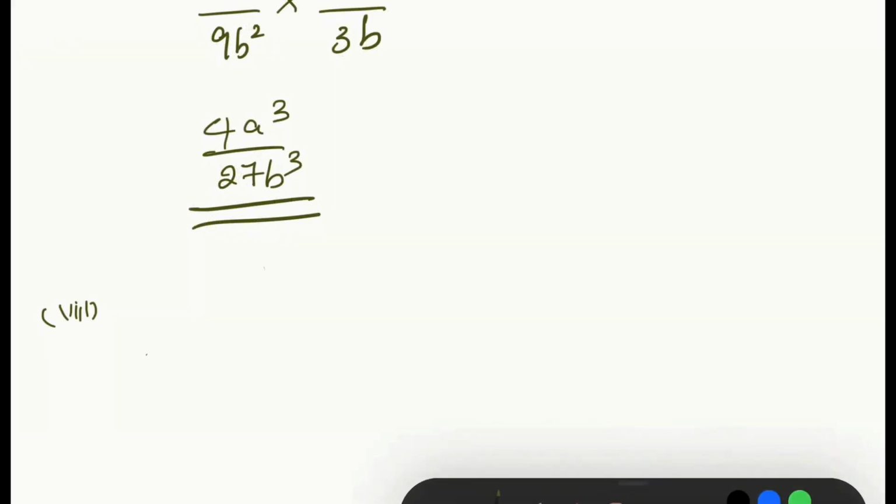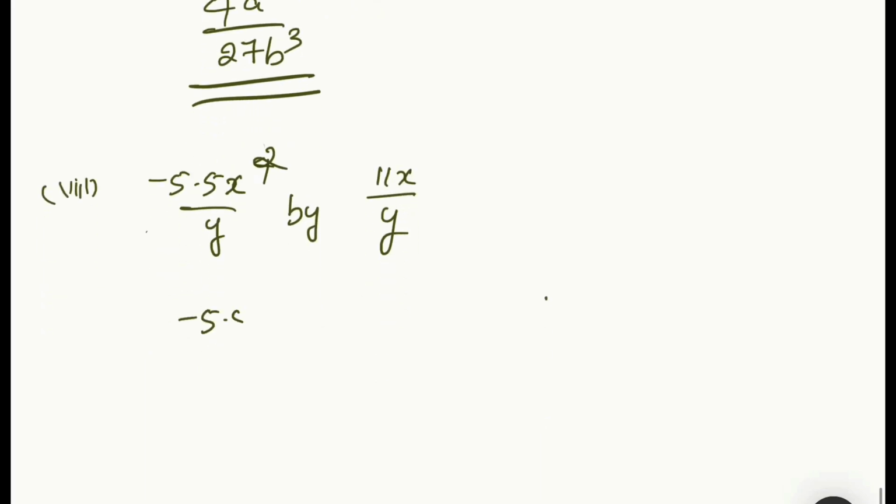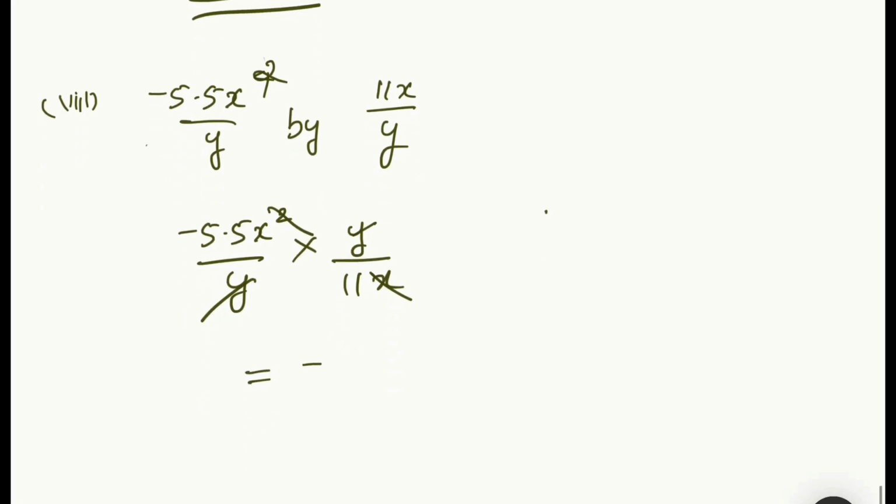Eighth question we have minus 5.5 x to the power of 4 by y divided by x to the power of 2 by y by 11 by x by y. Okay, so how do we do it? We can do it as minus 5.5 x square by y into y by 11 x. So y and y are getting cancelled, one of the x will get cancelled, so finally you will get minus 5.5 x by 11.